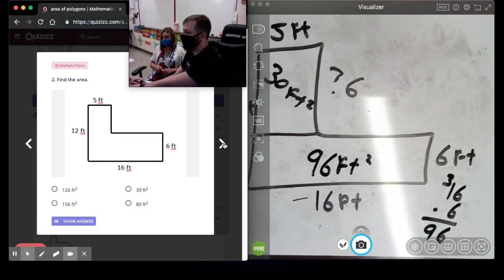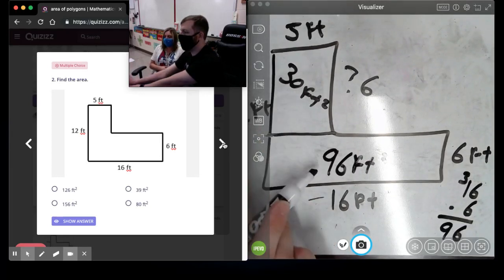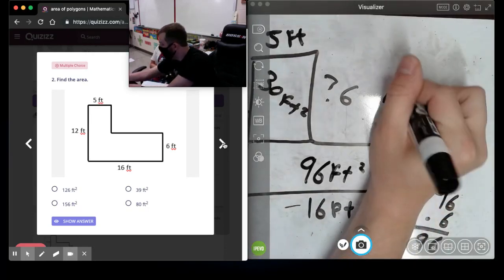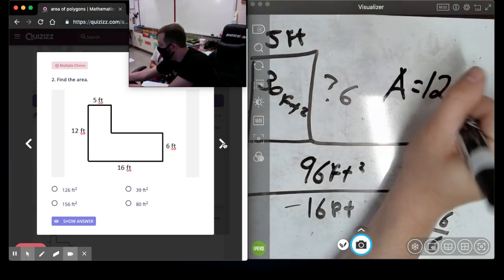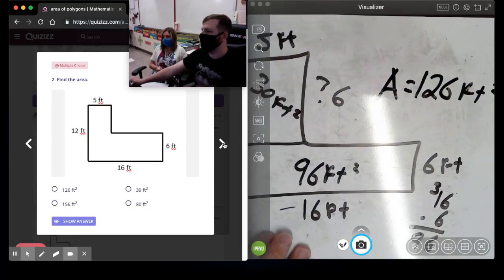And then the last thing to do, I'm sorry, this keeps on going off the screen. So now the last thing I've got to do is just add up the remaining parts, which is 30 plus 96, so the grand total area should be 126 feet squared. All right, so now, Ms. Harper, how did you think about that?